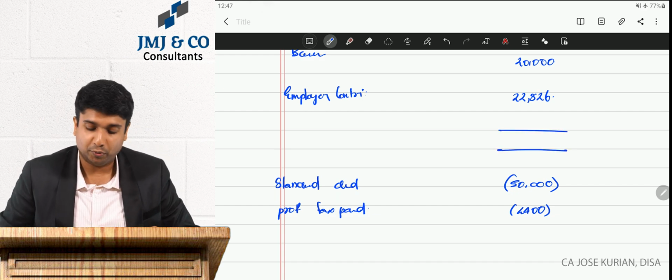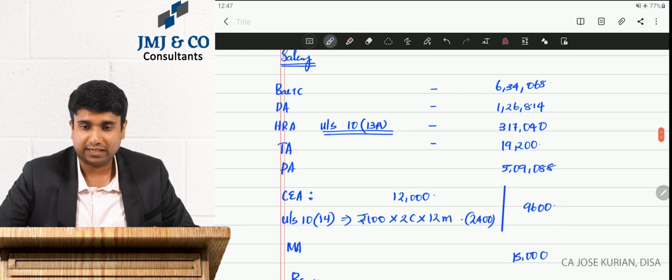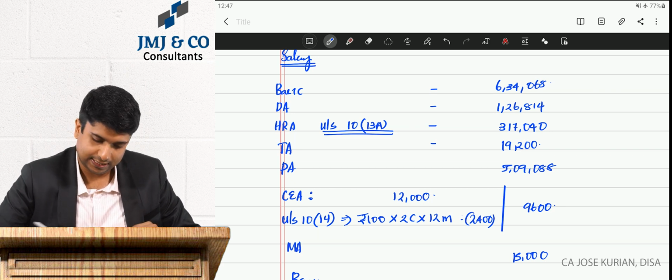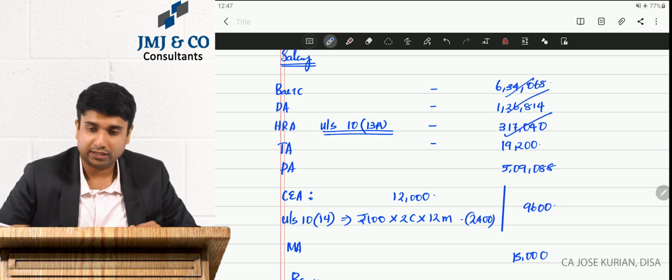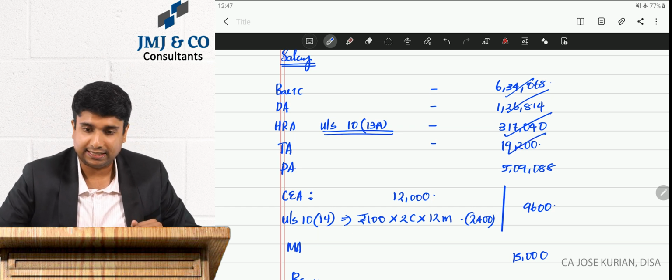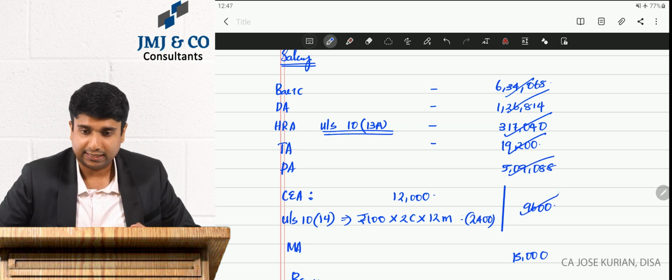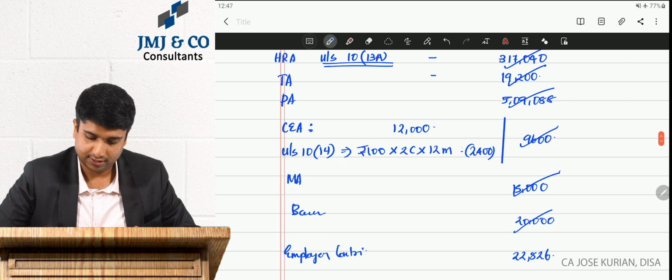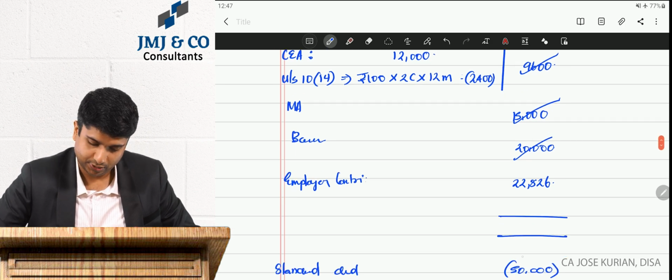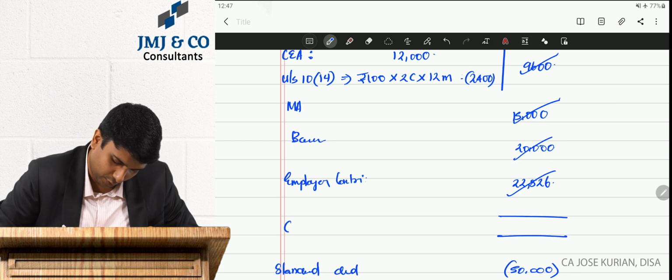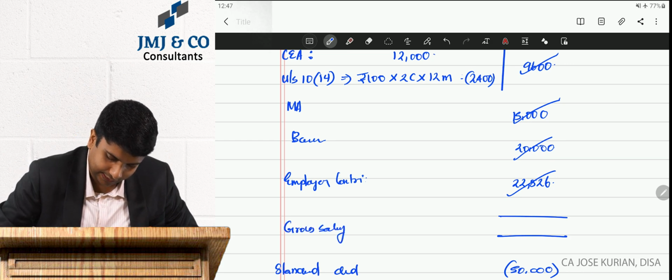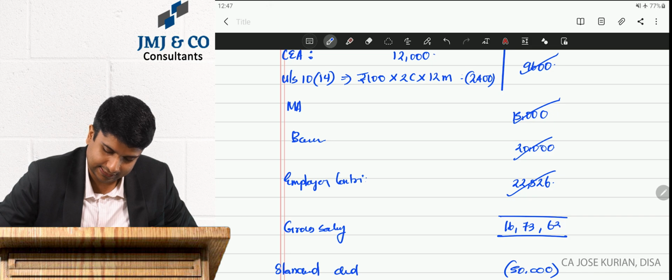So first of all friends, let's compute the gross salary taxable. For gross salary we will start from 6,34,000 plus 1,26,814 plus 3,17,40 rupees, then 19,200, then next is 5,09,088, then 9,600 plus 15,000 plus 20,000, that is bonus, plus 22,826, and the gross salary would be, what would be the gross salary? If you compute all of this, you will get the gross salary as 16,73,636.